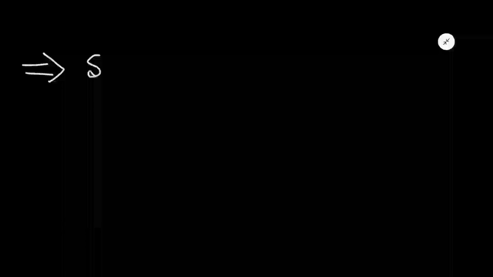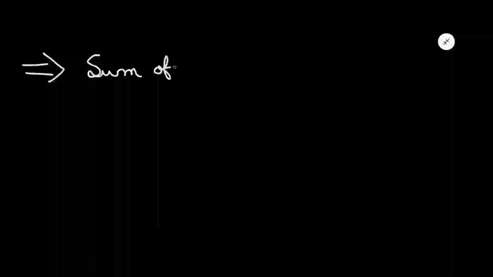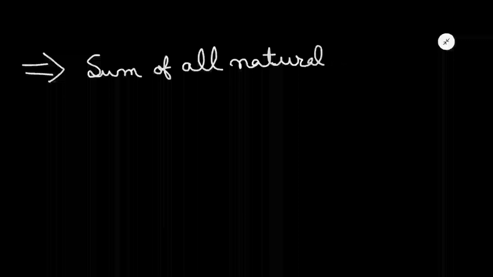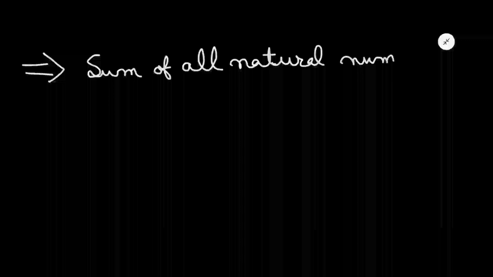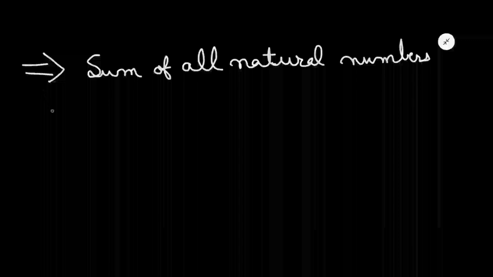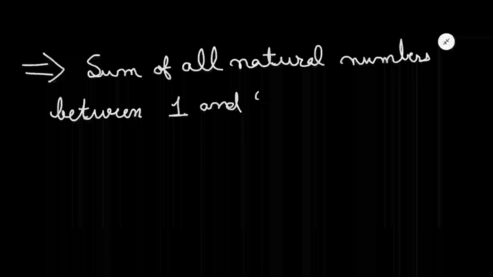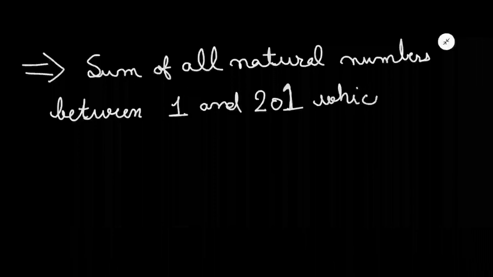Let's do the next example, which is we have to find the sum of all natural numbers between 1 and 201 which are divisible by 5.